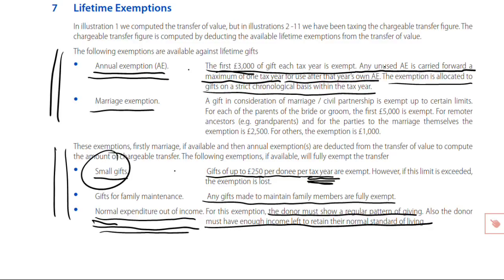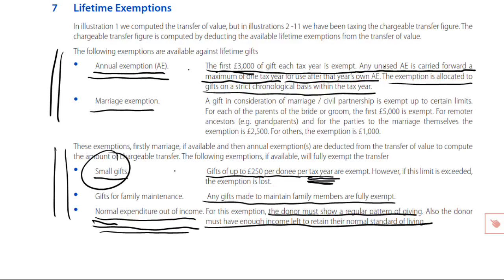So if, for example, I make a transfer of value, a PET, shall we call it, this tax year, I give £5,000 to my son. I'm sure he'd be very pleased. I give £5,000 to my son, and that is the first transfer I have ever made for IHT purposes. In which case, what do I do? Clearly, if it's the first one that I've ever made, I've made no other transfers in this tax year and no transfers in the previous tax year.